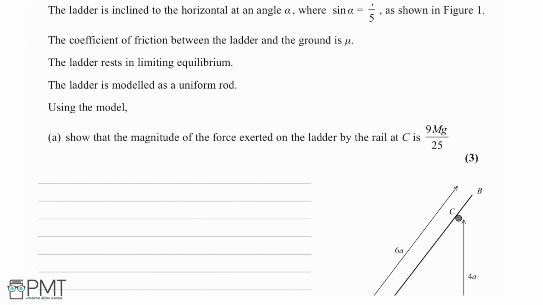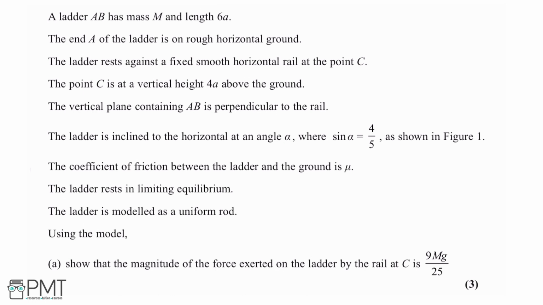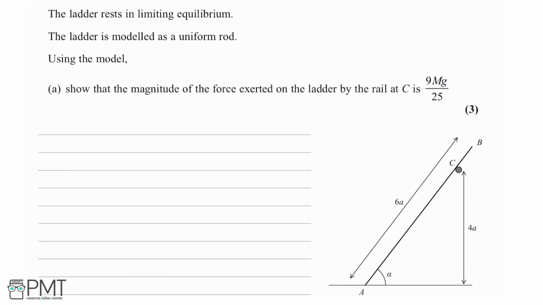So I'm just going to begin by highlighting some key points. We have obviously the mass and the length 6a of the ladder. The end A of the ladder is on rough horizontal ground. The reason this is important is because when it's on rough horizontal ground, there is a force of friction. So this frictional force is like that.